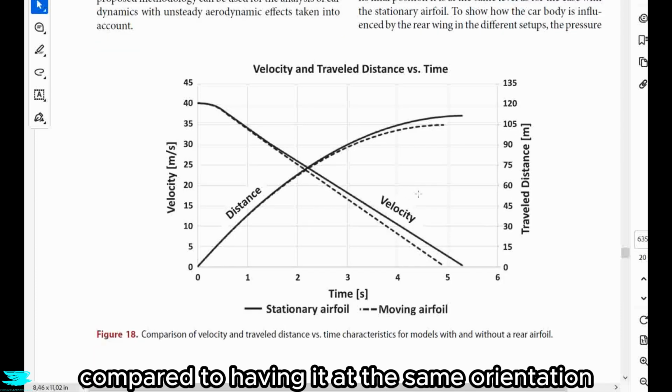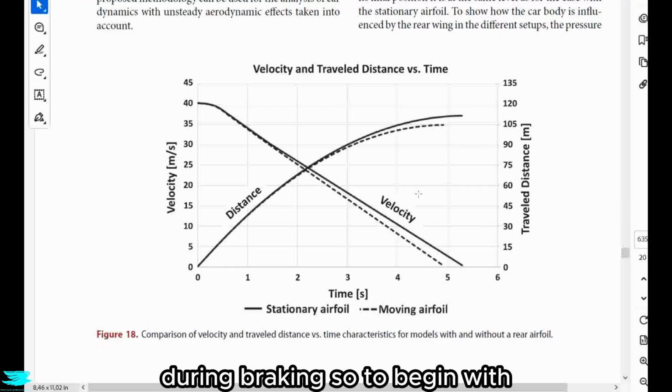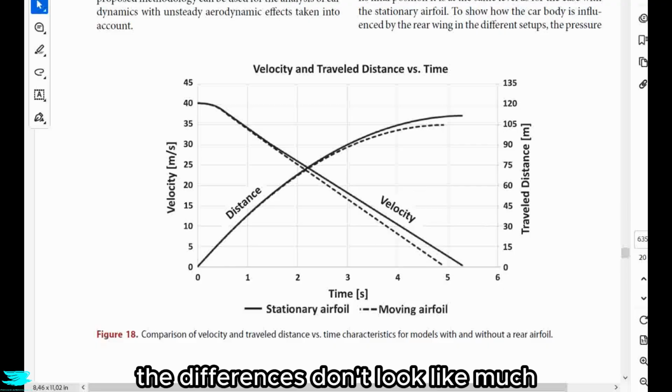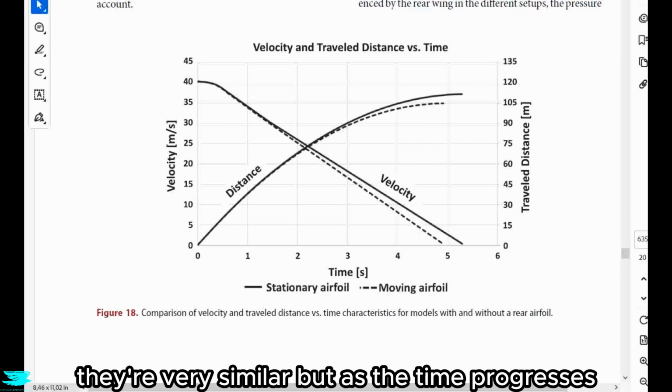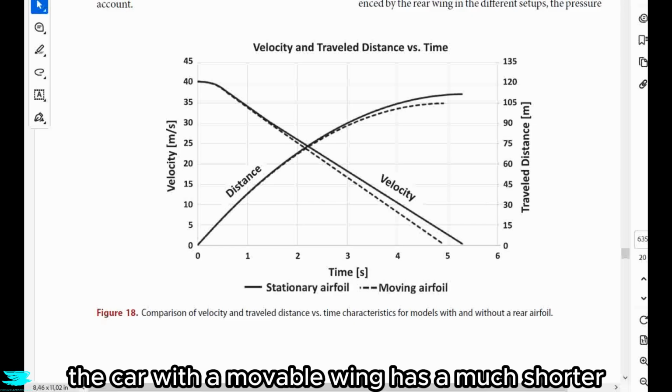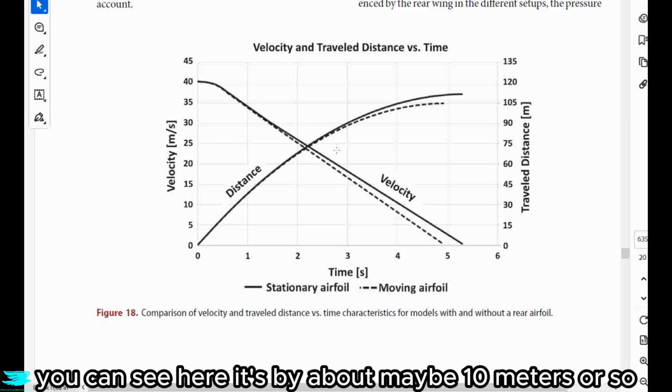Now in figure 18, we can see some of the effects of flipping the airfoil up when braking compared to having it at the same orientation during braking. So to begin with, the differences don't look like much, they're very similar. But as the time progresses, the car with a movable wing has a much shorter stopping distance. You can see here it's by about maybe 10 meters or so.